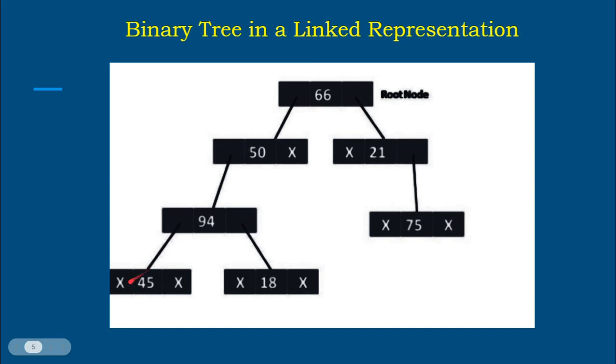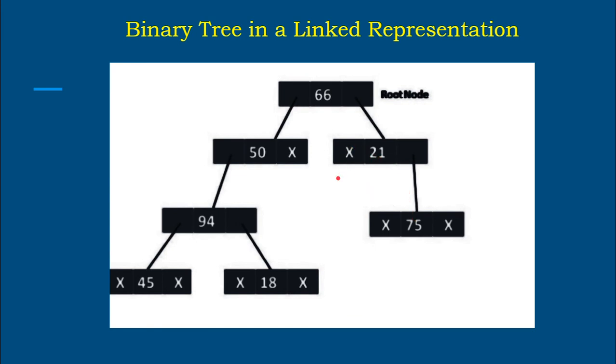Now we can see here this node 45 has no left child and no right child. It is the terminal node. So both the left and the right are marked as null. In the same way, 18, the right child of 94, is also a terminal node. It has no left and right child, so it is given a null pointer. Then coming to 66, 21 is the right child, and this 21 has left.